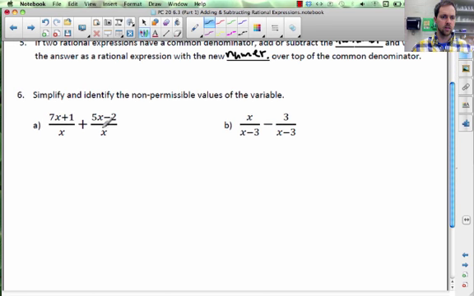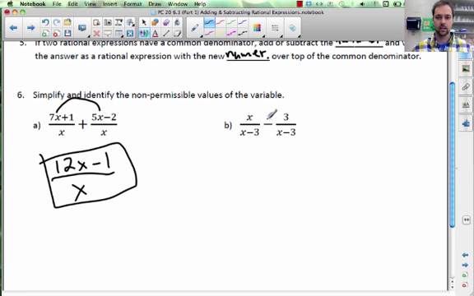The denominator is already the same, so we're just going to add by grouping our like terms. 7x plus 5x will give you 12x. 1 minus 2 will give you negative 1 over x. Now, you cannot cancel this x. I can't stress this enough. This term does not have an x in it, so we cannot get rid of this x. Every single term must have the x in it in order for the x to disappear. So we have to leave this like that.